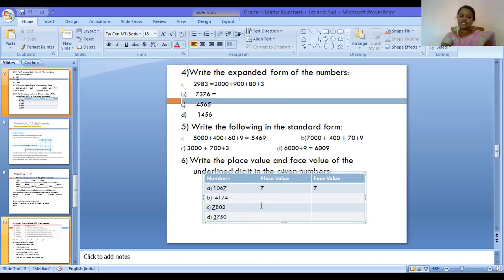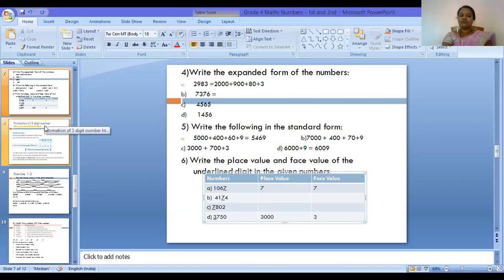Let's check with question D, that is 3,750. We have 3 in the thousands place. So the place value would be 3,000. The face value will be the same digit itself, that is 3.